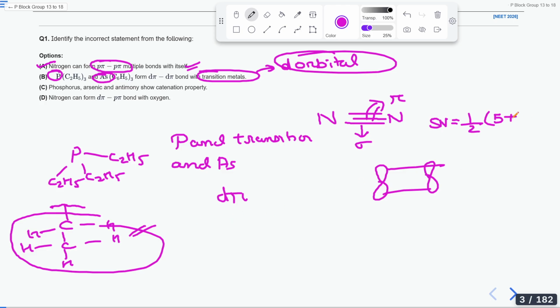because already all the valencies of C2H5 are complete. So the number of monovalent species is 1, 2, 3. Then charge is 0. That means the steric number is 4, so it will have sp3 hybridization. Is it correct? Did you get my point?